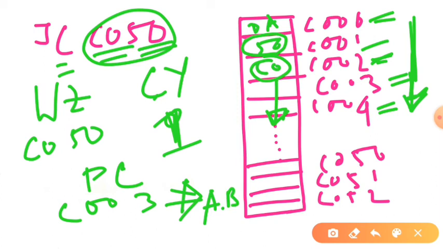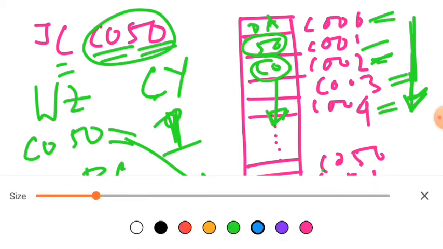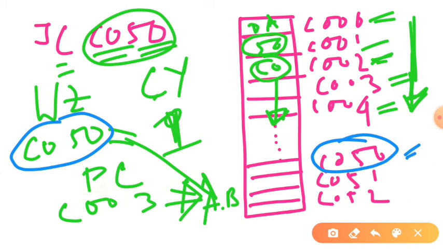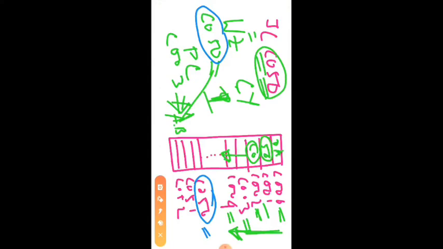Instead of that, the content of the WZ register pair will be placed to the address bus, and that is why the next instruction will be fetched from memory location C050. Why? Because the content of the WZ register pair, which was C050, is now placed in the address bus. So this address will now be fetched.